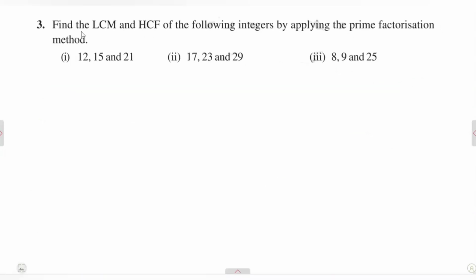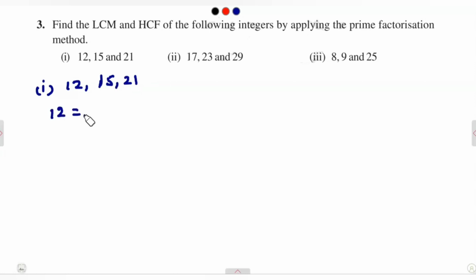Now let's see the third question. Find the LCM and HCF of the following integers by applying the prime factorization method. In that, the first question is 12, 15, 21. Let's see the first question. 12, 15 and 21. So let us do the prime factorization method only. We have to apply only the prime factorization method.